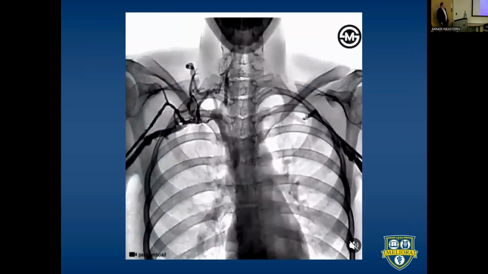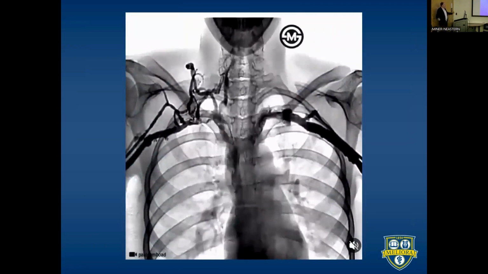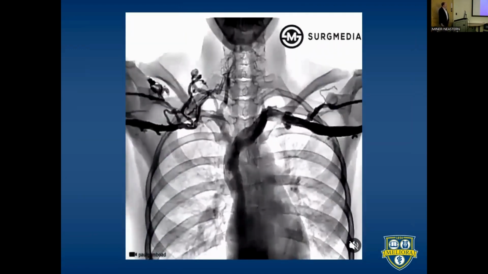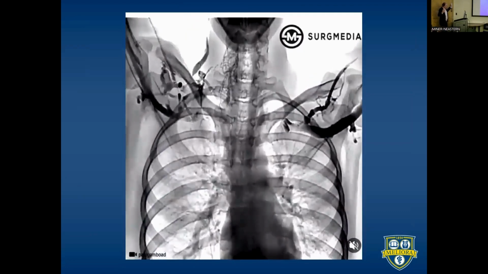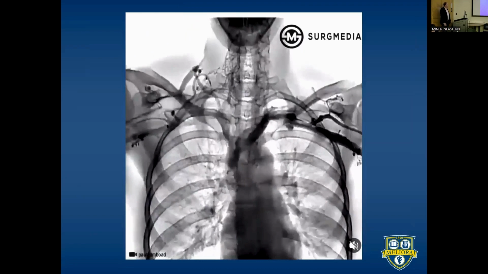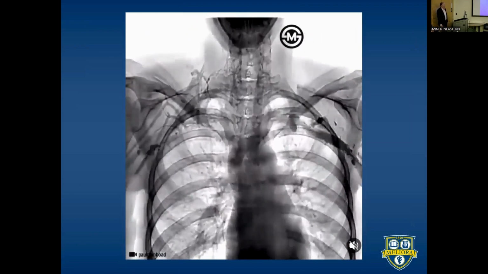So here's someone showing bilateral TOS. They're doing bilateral retrograde venous injections. And then they have the patient raise their arms and you can see both sides lose flow, left worse than right, and then it's reestablished when the patient puts their arms down.